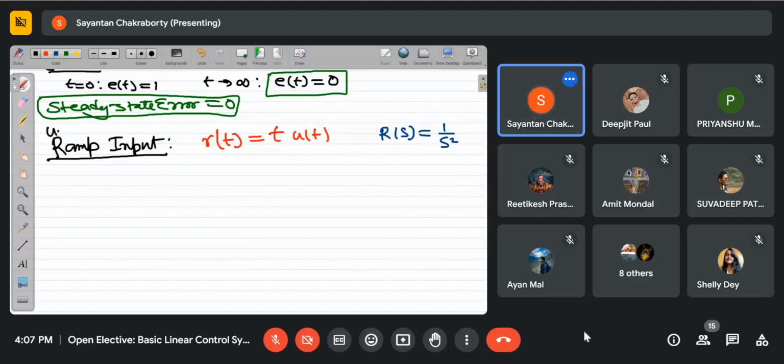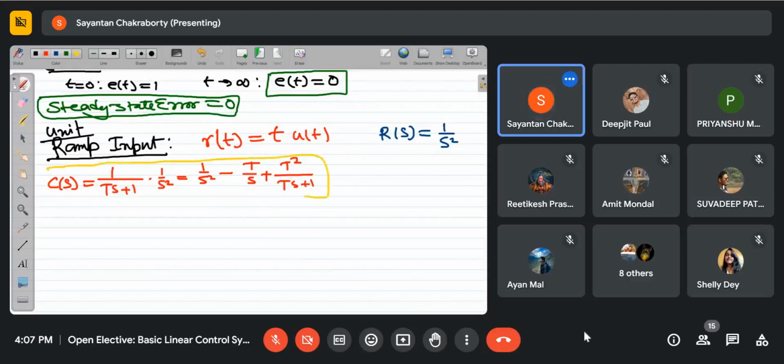Unit ramp input I should write. Unit ramp input means unit slope. So in this case you will find your C(s) to be 1 by (Ts plus 1) into 1 by s square, and the partial fraction will be in this form. You will do this part. And from that you'll get c(t) as something like this.